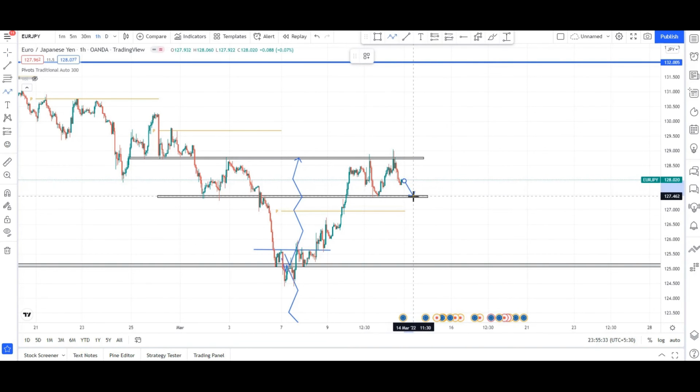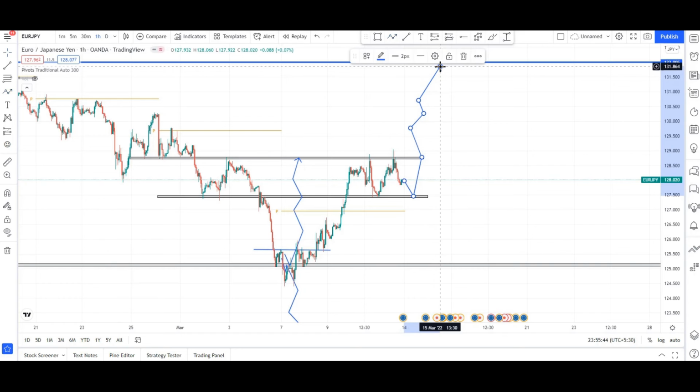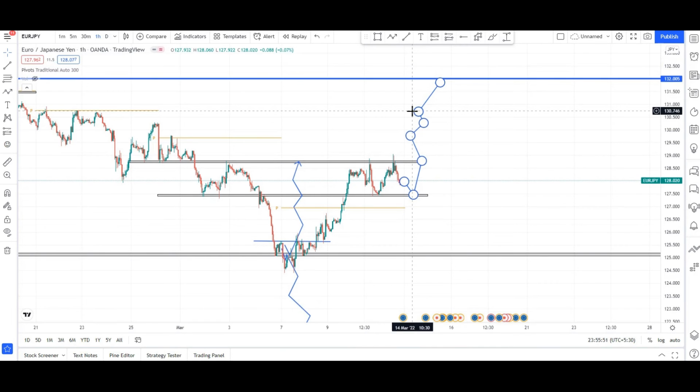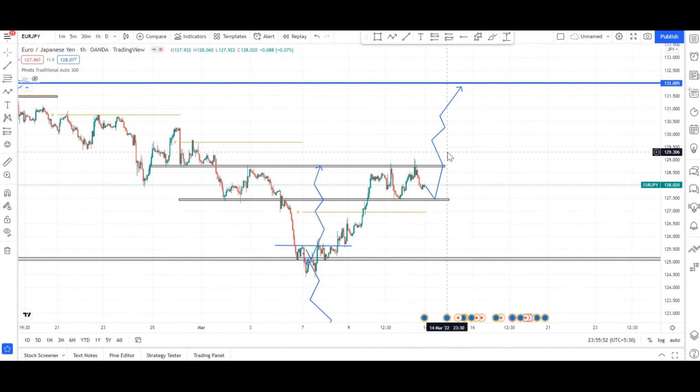If it takes support once again somewhere here, then your major first target will be somewhere here, second target will be here, third target, guys, your fourth target will be somewhere here, and your fifth target, guys. Okay guys, I am telling you this is the small target because I am so much bullish in Euro, but still we have to take our small target too, because we don't know when the market will reverse.